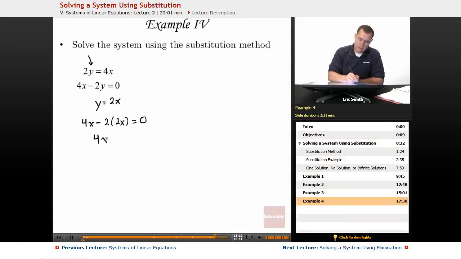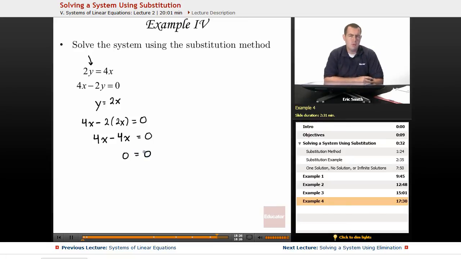You can see that this is turning out a lot like the previous example, in that if I combine my x's together, since they're like terms, they're going to end up canceling each other out. This is slightly different, though, because after they do cancel out, all I get is 0 equals 0, which happens to be a true statement. 0 does equal 0.